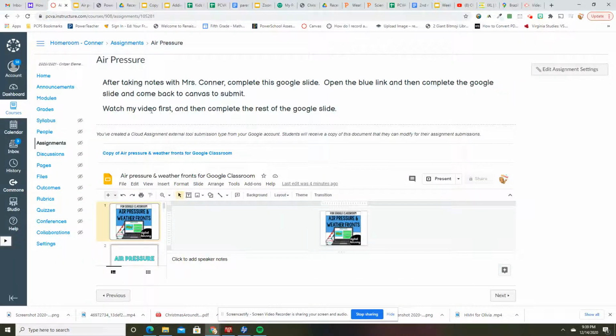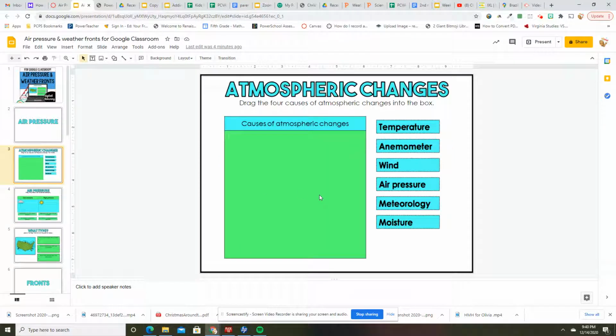Okay, so now that you have watched my video with the notes and taken notes, we're going to work on a Google slide of air pressure and weather fronts. Okay. All right, so here you're going to drag the four causes of changes, atmospheric changes in the box. Two of these don't belong.